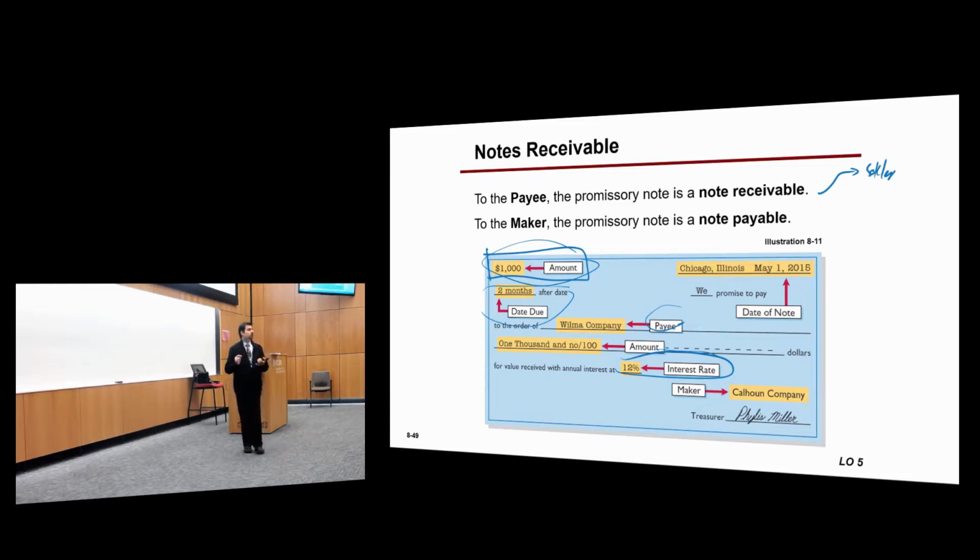Later on, when we receive cash for that amount, we will credit note receivable, $1,000. We will see in a second how we do that. But there is certain information on the promissory note. It's similar to a check, as you can see, but the check is a payment order. Now, this one is a promise to pay.